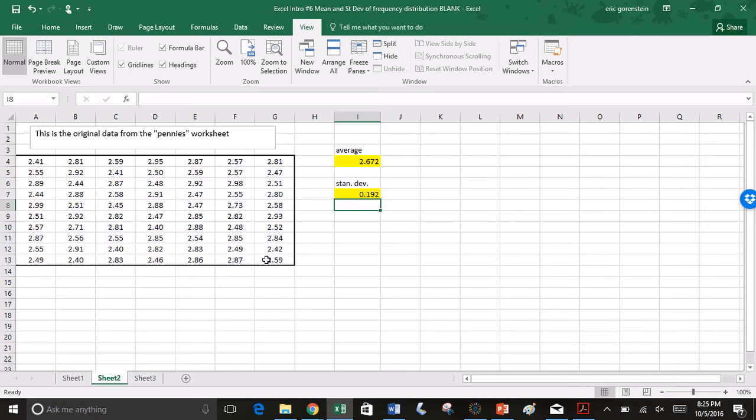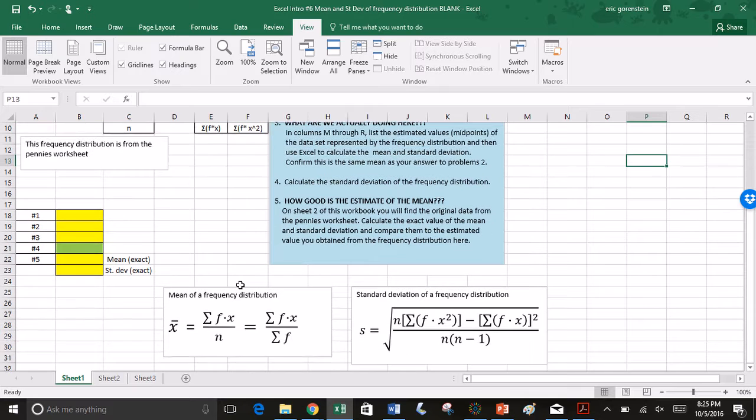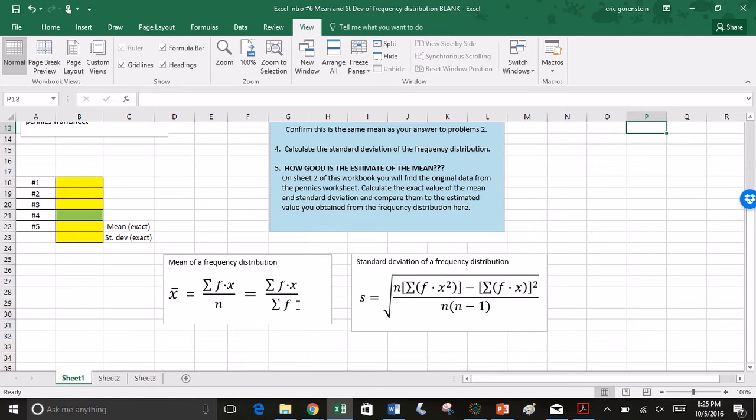Okay, so here are our values for mean and standard deviation, but now pretending we don't have any of this original data. We only have the frequency distribution. So this is the frequency distribution. I just copied this off of the earlier pennies worksheet where we made the frequency distribution and the histogram. So I'm going to use these two formulas down here. This is straight out of the book. This is the mean of a frequency distribution, and this is the standard deviation of a frequency distribution.